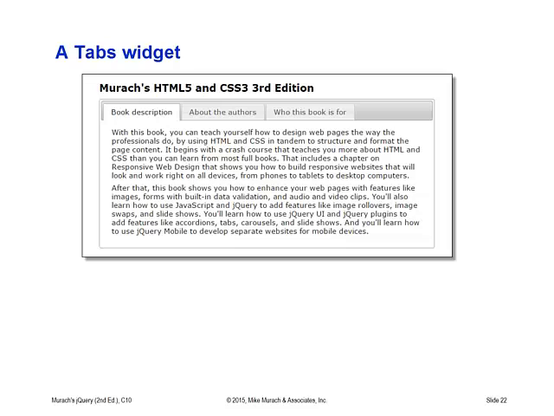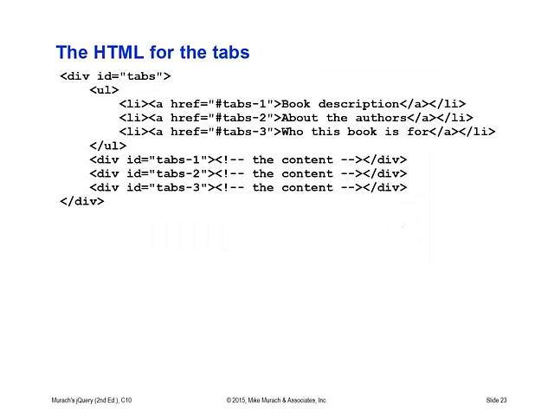And this is the preview of CSS3 HTML5 Murach's 3rd edition, which is a different book, not the book we're using here, but a different book that Murach wrote with several authors. This is the preview of it, giving the book description tab, the about authors, and who's this for. The next one is the code for it under HTML.